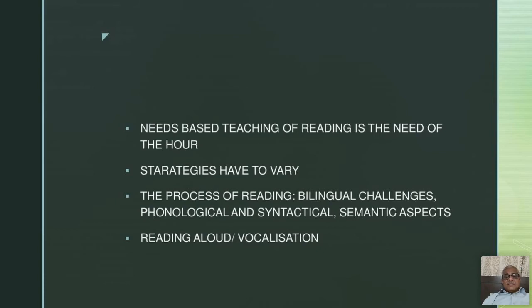Then reading speed is important. Initially, we should make them aware of reading speed. They should learn to practice reading faster. Of course, initially they can read at their own pace. Some of them read very slowly. Some of them try to read too fast without understanding what they're reading. So the correct reading speed, the correct way of timing it and practicing it.